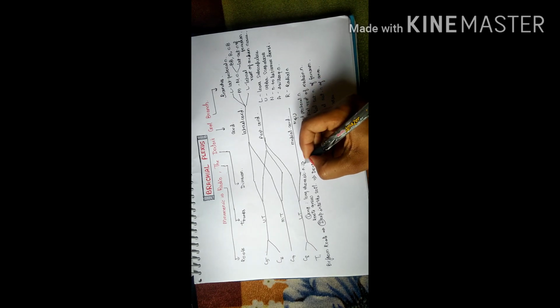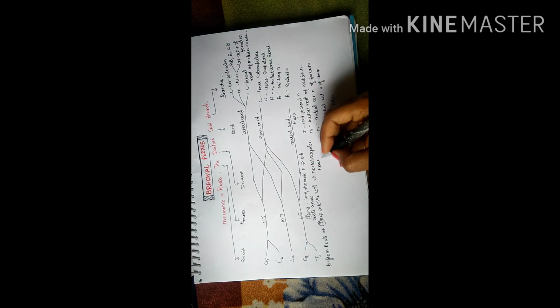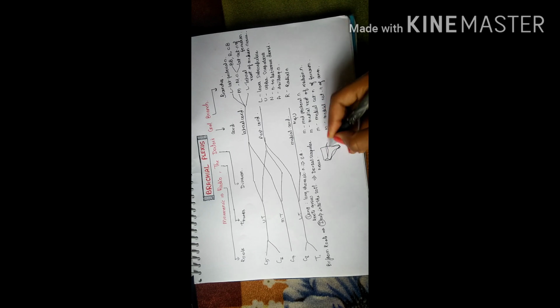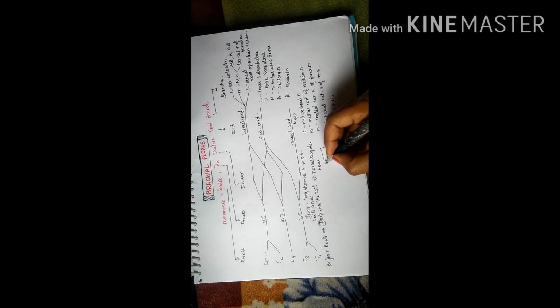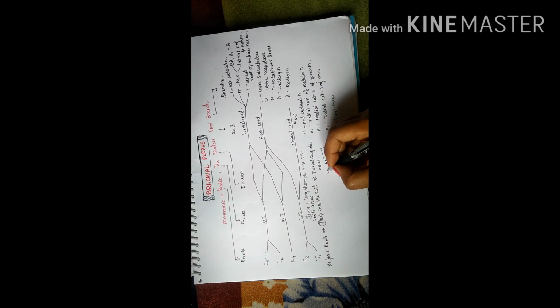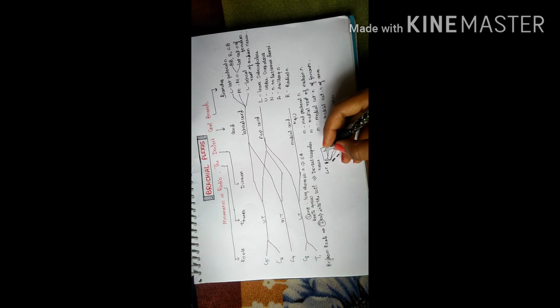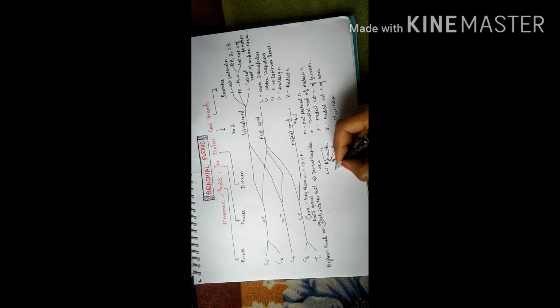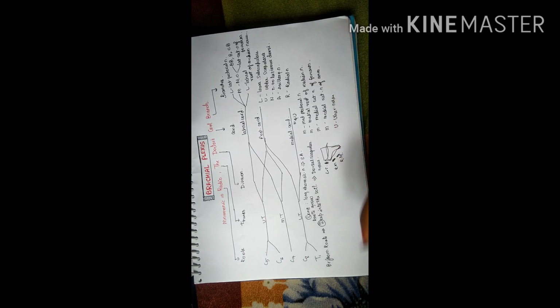Long thoracic nerve supplies serratus anterior, whereas dorsal scapular supplies, see, if this is the scapula, just imagine this is the scapula. Here we have levator scapulae, and we have rhomboid minor and rhomboid major. All are supplied by the dorsal scapular nerve only. That is levator scapulae, rhomboid minor and rhomboid major.